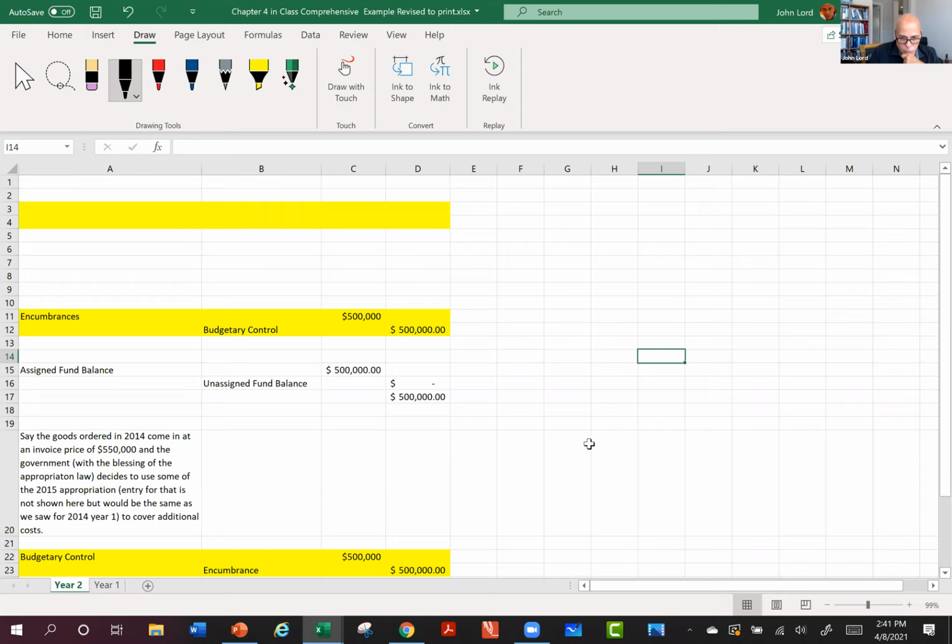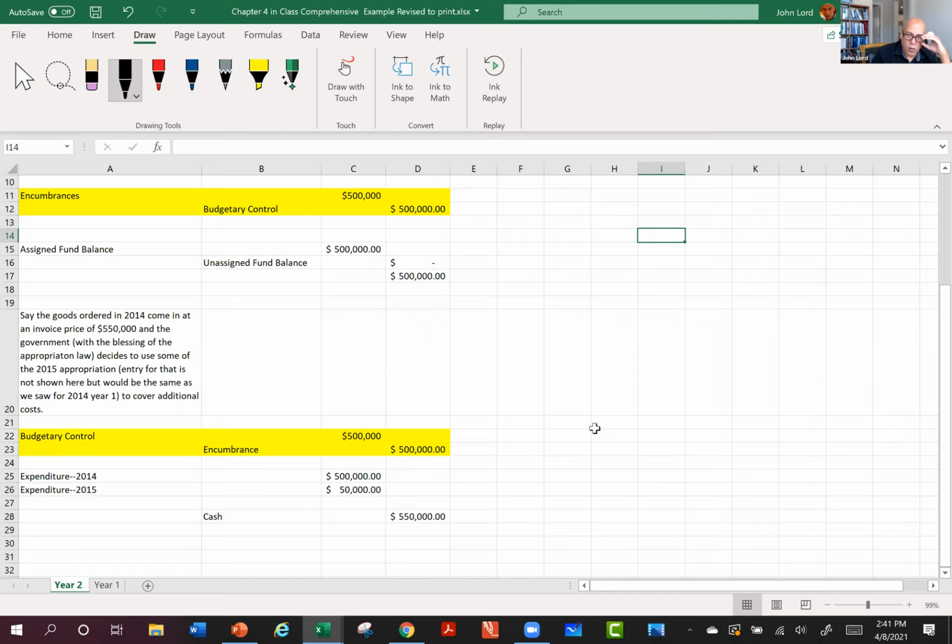And then we reverse back out the assigned fund balance and put it back into unassigned. So we basically reverse everything we did before. Then when the stuff comes in, and let's say it comes in at 50,000 over the encumbered amount, we go ahead and debit budgetary control 500,000 and credit encumbrance 500,000.